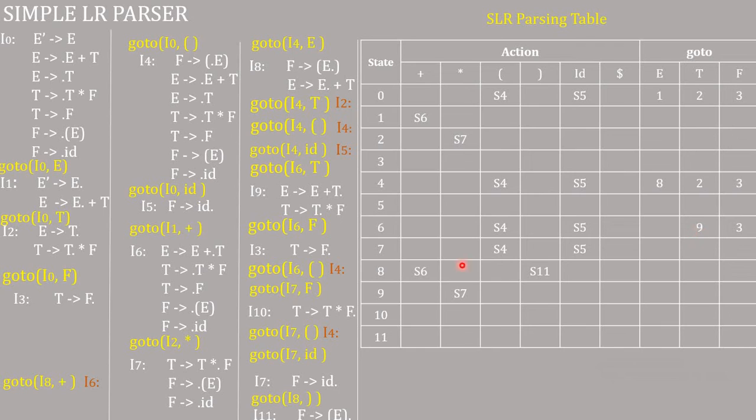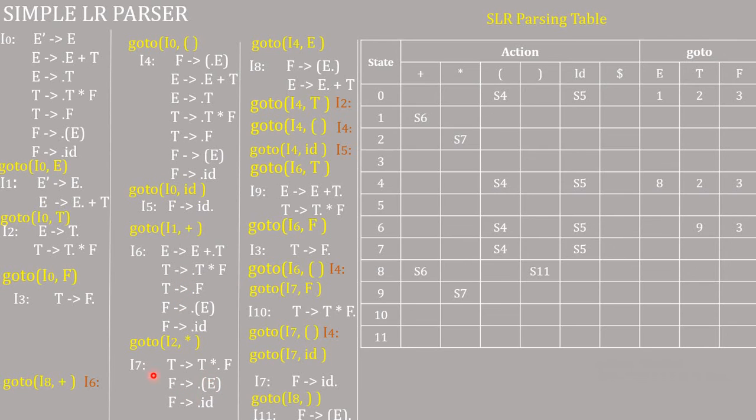Similarly, you have one more production, that is dot F. So go to of I6 comma F. Goto of I6 comma F is I3. That's why for the 6th state and for the F non-terminal you have given 3. Okay, right? So is there any other possibility here? No, we don't have any possibility.